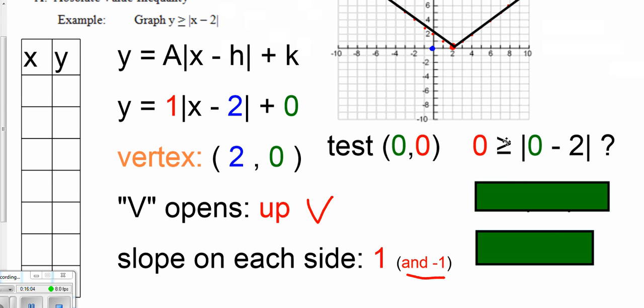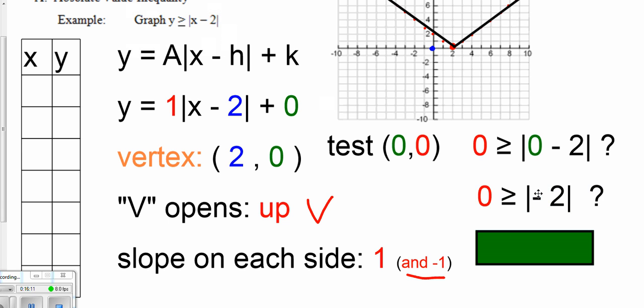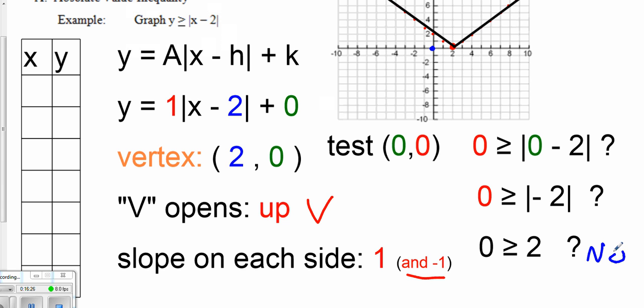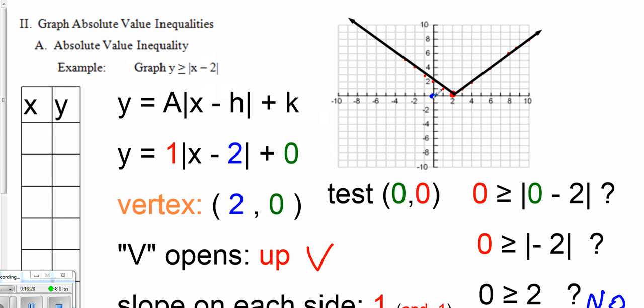So 0 is greater than or equal to the absolute value of 0 minus 2. Is that true? Well, to check, 0 minus 2 is negative 2. The absolute value of negative 2 is 2. Is 0 actually greater than or equal to 2? Well, no, it is not. So we know not to shade on that side. We should be shading everything over here. This should be the area that we shade.